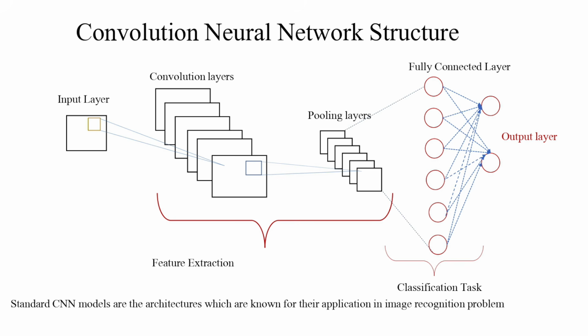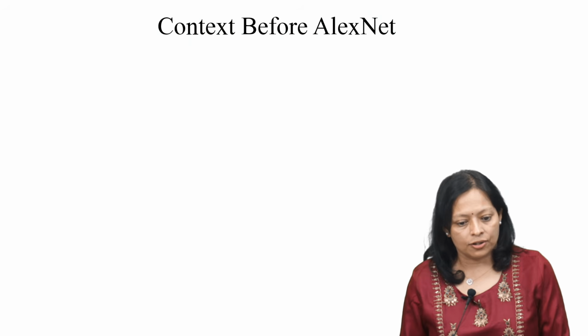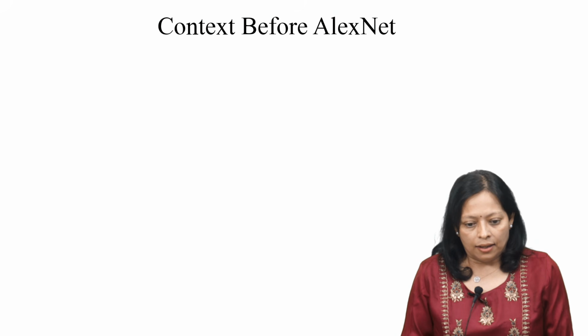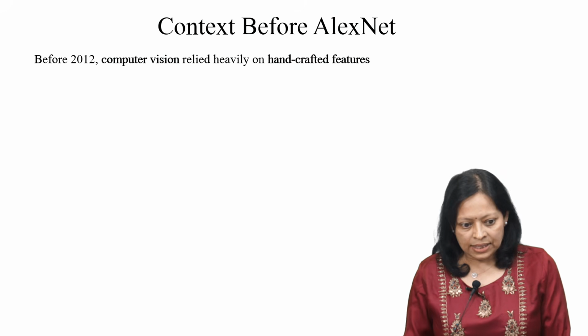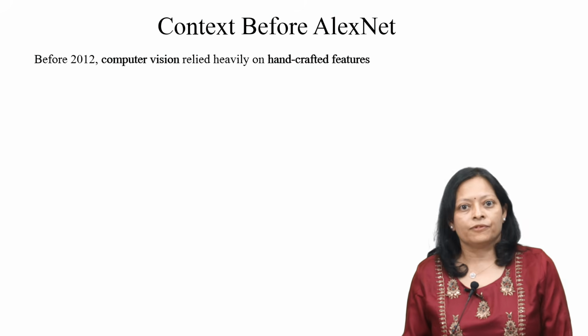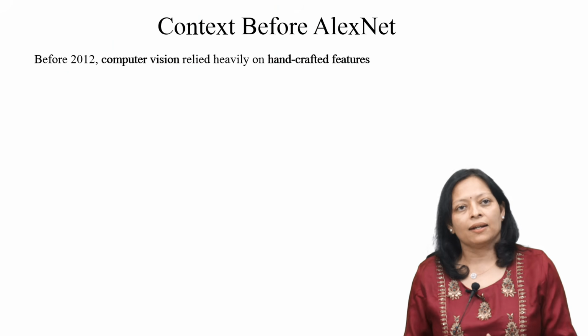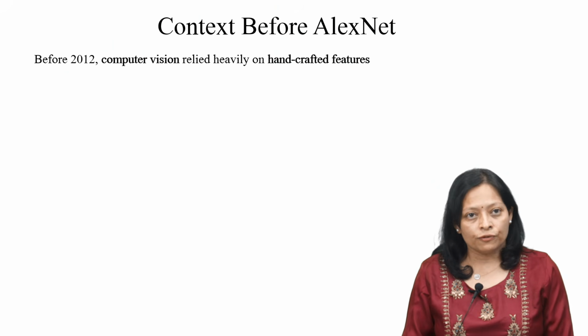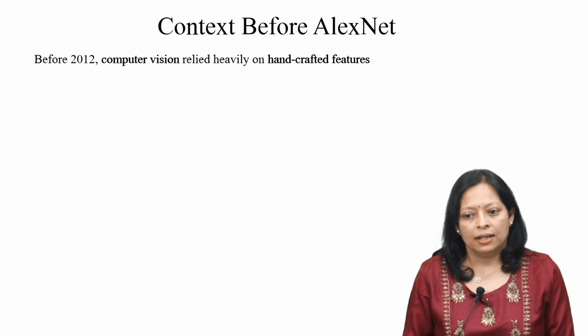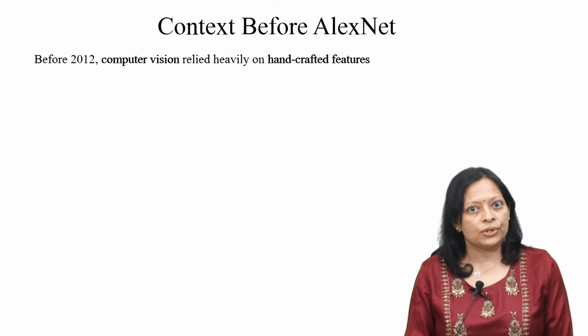Standard CNN models are the architectures which are known for their application in image recognition problems. Now, we will see what is there in a standard CNN architecture. We will start with a little bit of background: what was there in the computer vision field, what was happening around the year 2000.